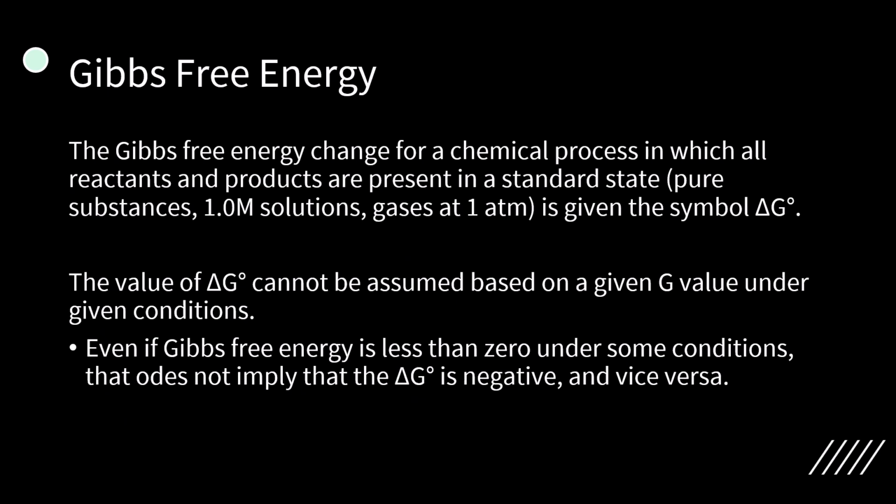The Gibbs free energy change for a chemical process in which all reactants and products are present in standard state, so pure substances, 1 molar solutions, gases at 1 atmosphere, is given the symbol delta G with the degree sign. The value of delta G° cannot be assumed from a given delta G value under given conditions. It is going to change. Even if delta G is less than 0 under some conditions, that does not imply that delta G° is negative, and vice versa.